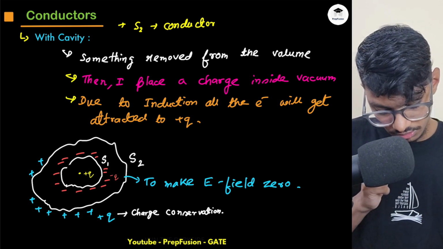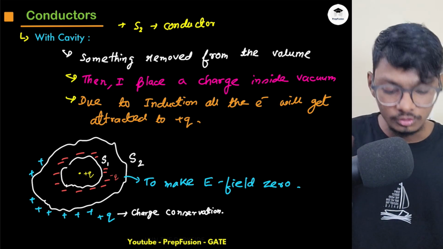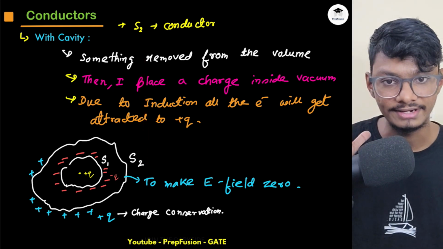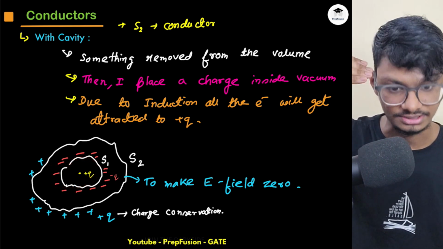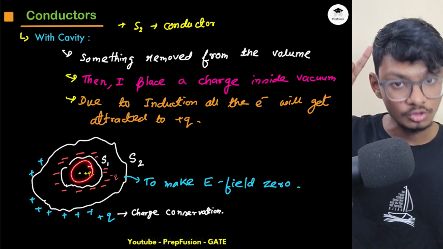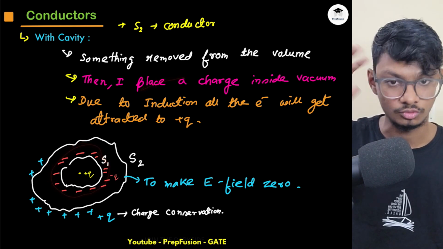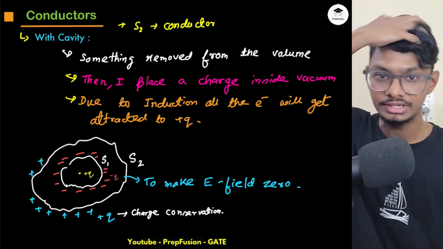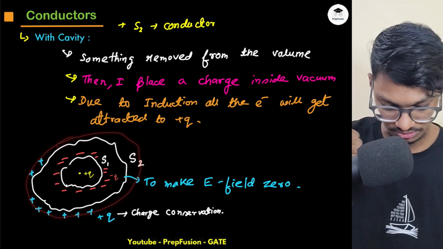So the important point is that you don't need to do all this step-by-step process. What you need to keep in mind is that whenever there is a cavity in a conductor, there is a charge inside, plus q. Due to this plus q, a minus q will be generated here. Reasons I have explained, so don't think about reasons, just understand what will happen. And due to this minus q, again charge conservation will take place, and a plus q will be generated at the surface.